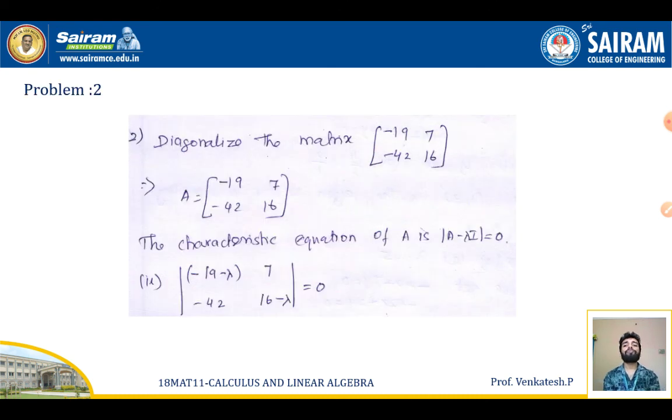Next, I'm going to find the diagonal form of the given square matrix. The matrix is A equal to [-19 7; -42 16].